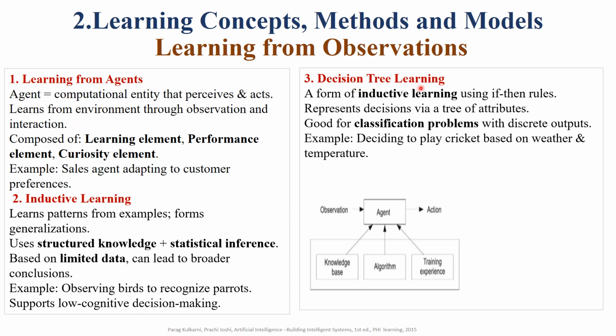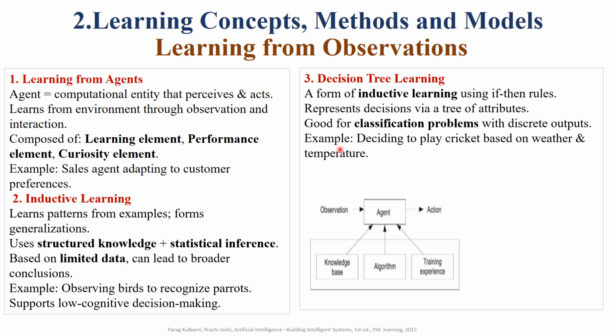Number three is decision tree learning. It's again a form of inductive learning, but we use a lot of if-then rules. It represents the decisions via a tree of attributes. Moreover, this is very good for classification problems with some discrete outputs.